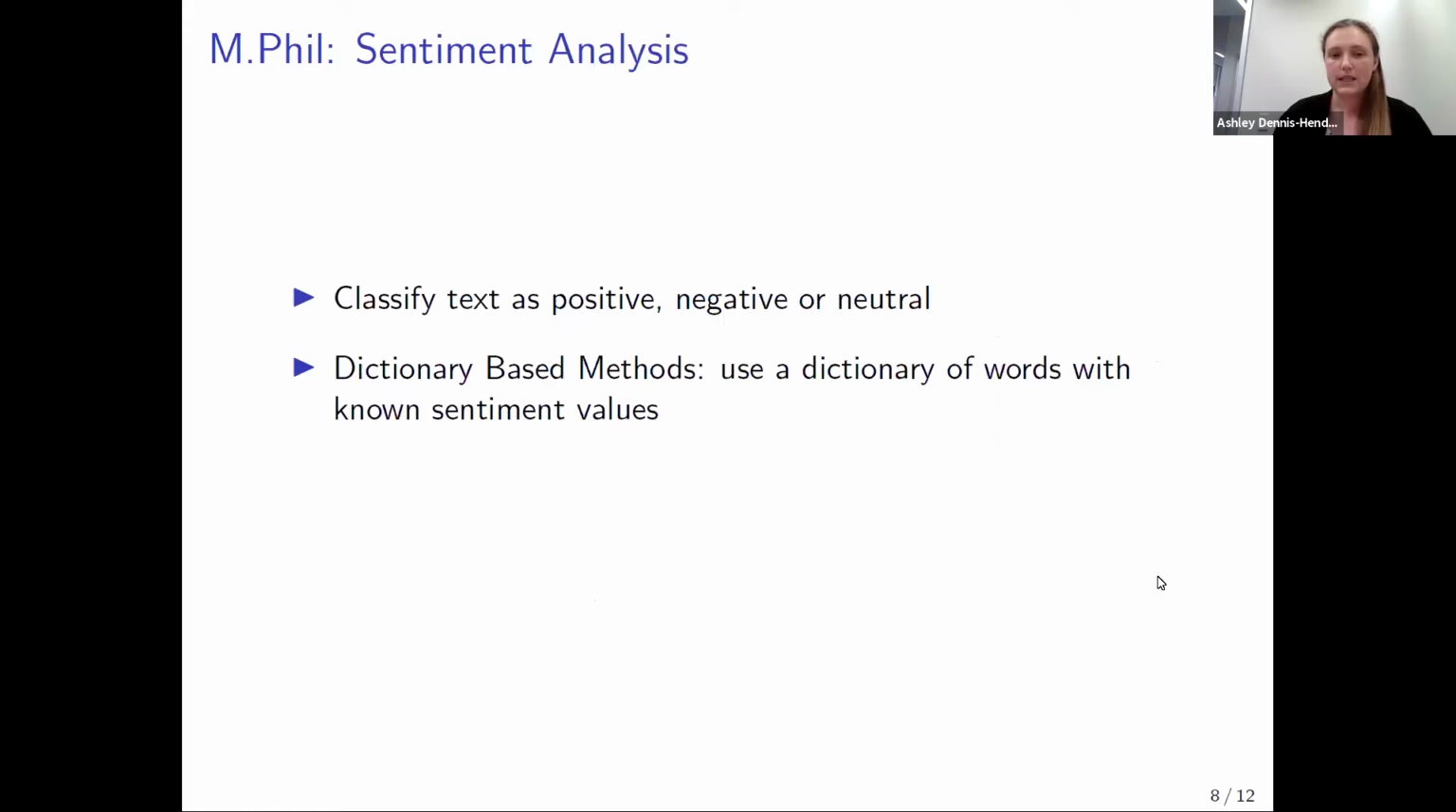So the next thing I looked at was sentiment analysis. As I said before, sentiment analysis is looking at the emotions in the text, sort of the attitudes of the writer towards what they're writing about. And so we're classifying text as positive, negative, or neutral. And we do this using dictionary-based methods.